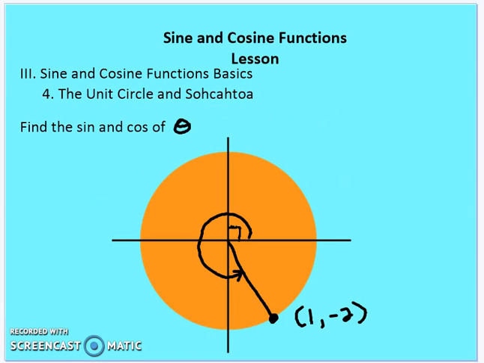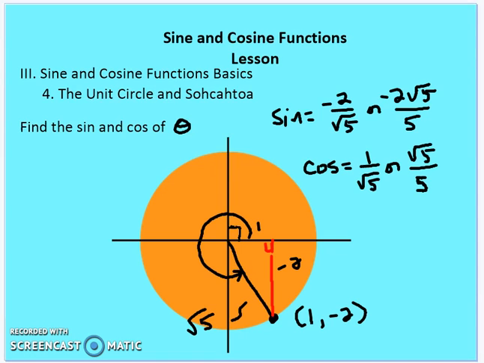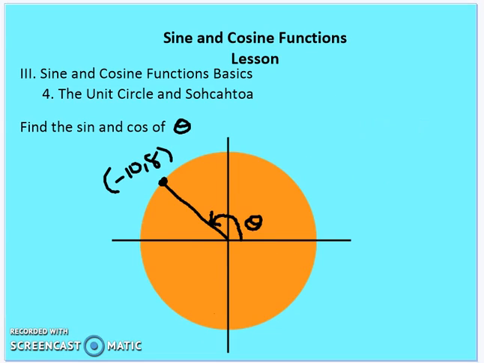All right, so now we're going to take another example, (1, -2). We're going to go through the same process. We identify the hypotenuse as root 5, the value of y as -2, and the value of x as 1. And so we see that sine is -2 over root 5. Rationalizing the denominator, we end up with -2 root 5 over 5, and cosine ends up being root 5 over 5. Another example, (-10, 8).